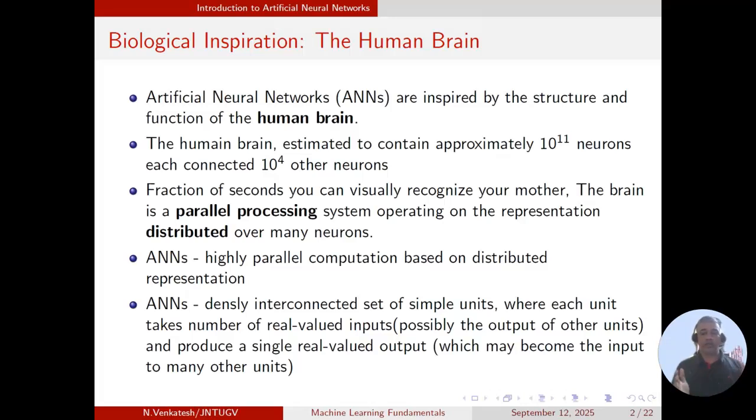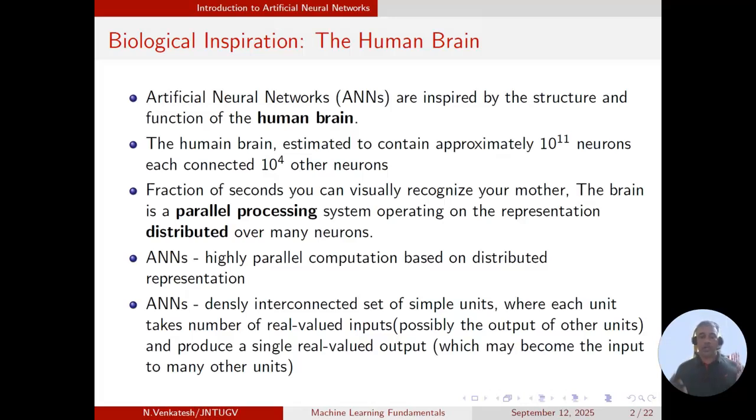And when you look at the function of a human brain, humans are very good at recognition tasks. Even in a crowded place, in a fraction of a second, you can recognize your mother's face. Unlike a computer that processes instructions one after another, the brain processes information in parallel. Many neurons fire at the same time, and the knowledge isn't stored in one place. It's spread across those connections. That's called a distributed representation.